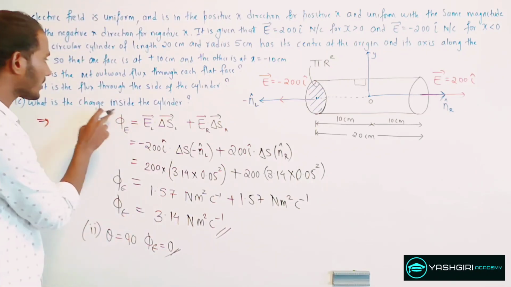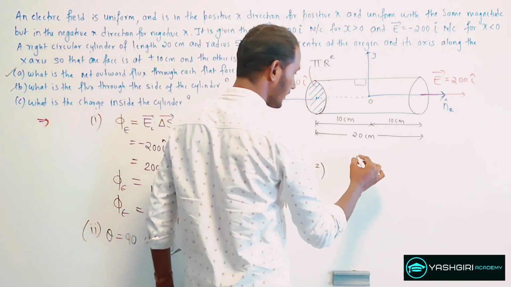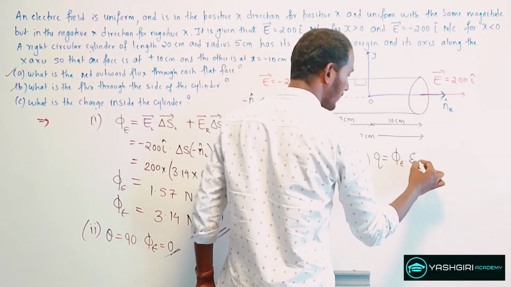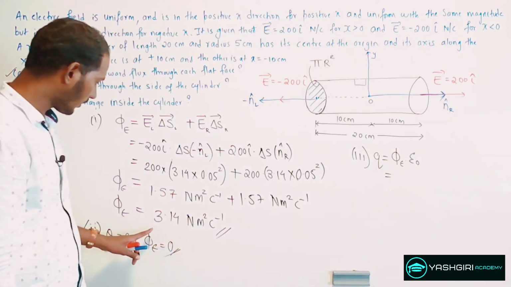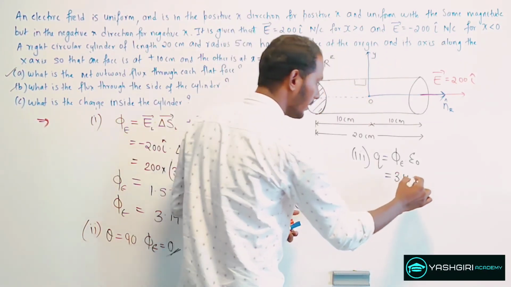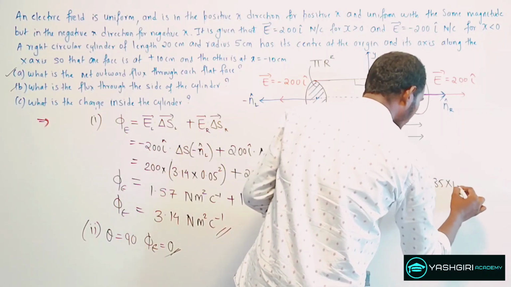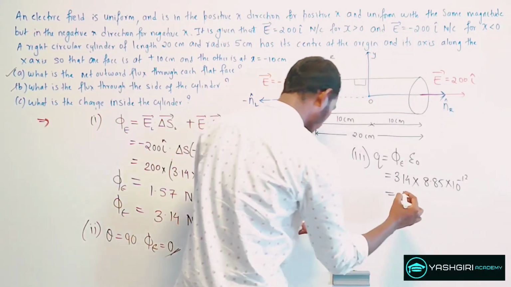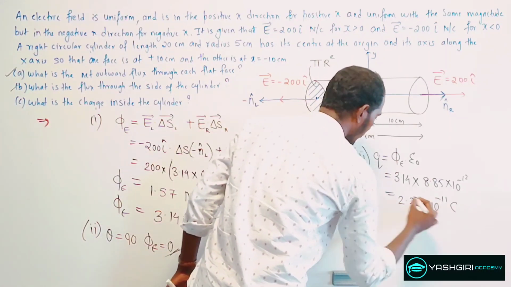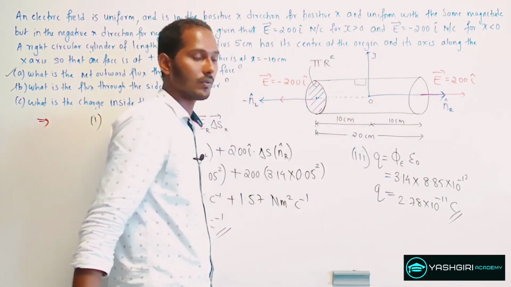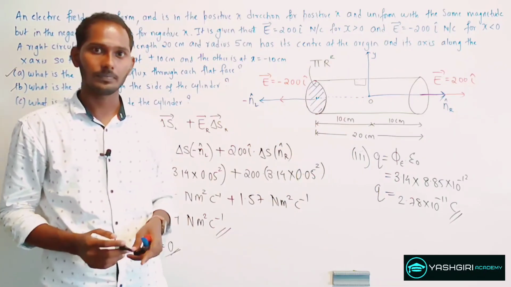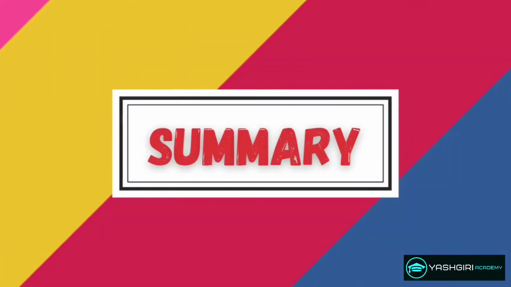Whereas for the third case, the charge inside the cylinder, I can say Q is equal to phi of E into epsilon naught. Phi of E, what we have got is 3.14, into epsilon naught, which is 8.85 into 10 to the power minus 12, and that will give me the answer as 2.78 into 10 to the power minus 11 Coulomb. So that's the answer for the charge which will be available inside this cylinder.